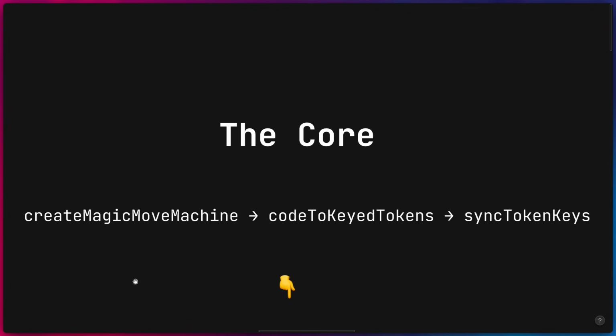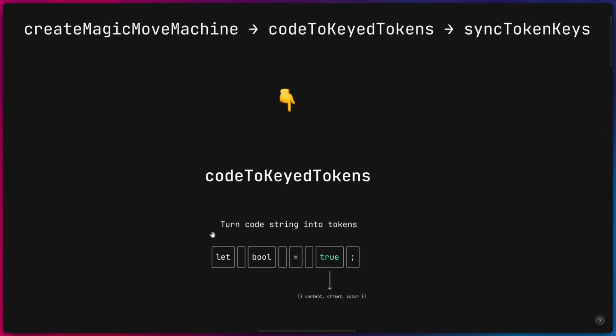Alright, so Shiki Magic Move is made of two parts, the core and the renderer. For the core, we have this createMagicMoveMachine function, and its main role is to turn code strings into tokens, and then we're going to add keys to them by using codeToKeyedTokens, and then we need to sync the keys between previous and current versions. So we can classify which elements are moved, inserted, or deleted. So let's see how this works.